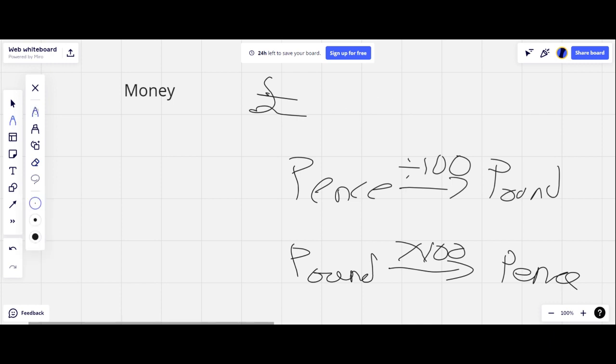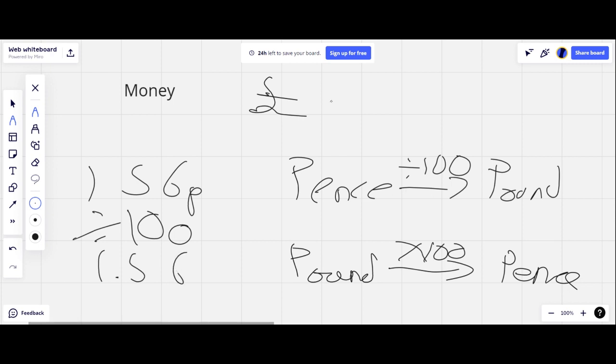Now let's go over two more questions. Let's do 156 pence into pounds. Divide by 100, 1.56. So £1.56.